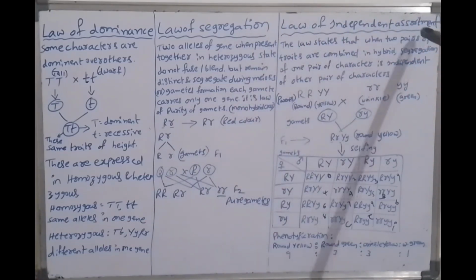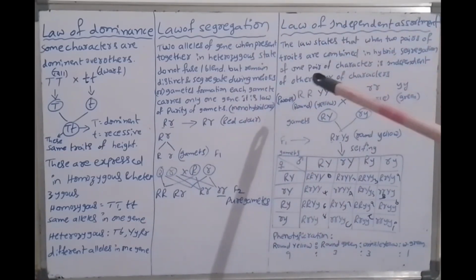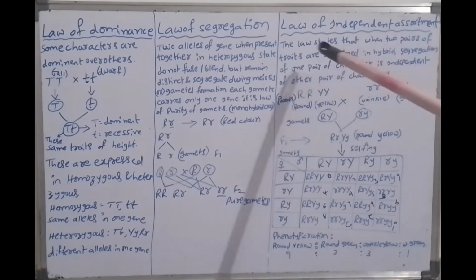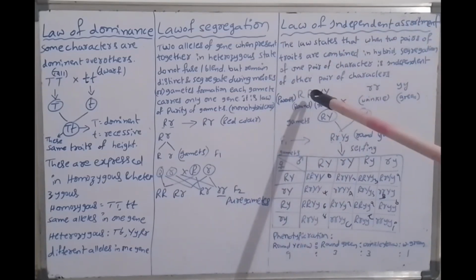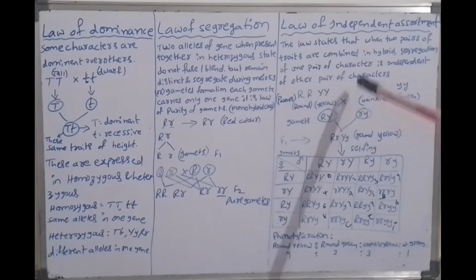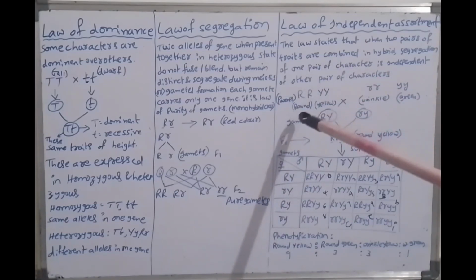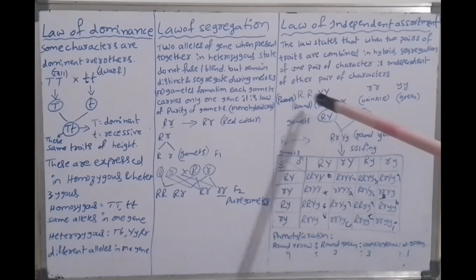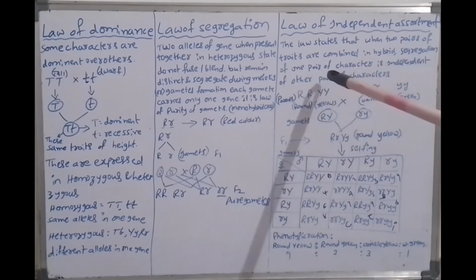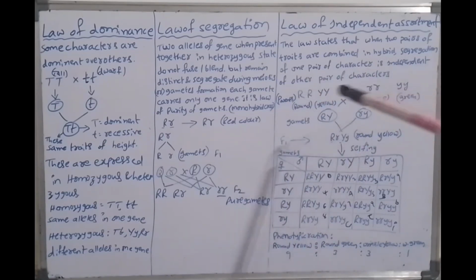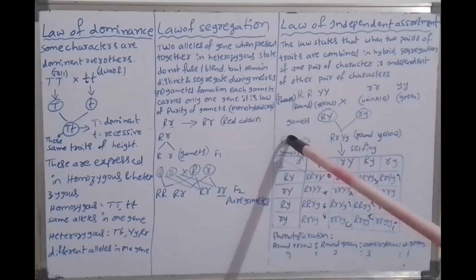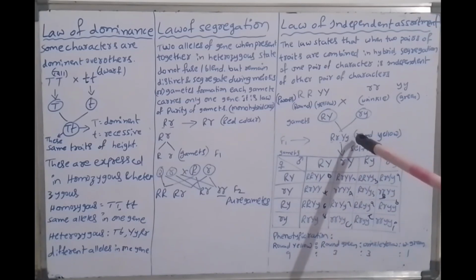The law of independent assortment is possible in a dihybrid cross. In this dihybrid cross, the law states that when two pairs of traits are combined in a hybrid, the segregation of one pair of characters is independent of the other pair. Here it is round yellow, round yellow. So this is the F1 generation, self-pollination. After the self-pollination, the phenotypic ratio is 9:3:3:1. This is the law of independent assortment.